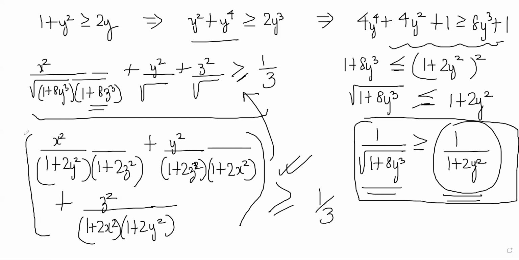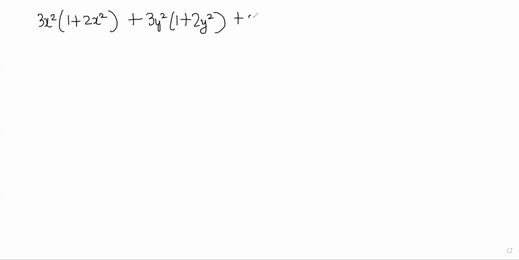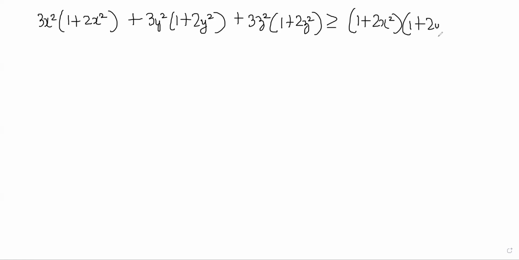We will simplify it a little bit by multiplying throughout by 1 plus 2x square, 1 plus 2y square, and 1 plus 2z square. So this will start looking like this. When you multiply throughout by the product of 1 plus 2x square, y square, z square, you will end up getting an inequality like this that we need to prove.